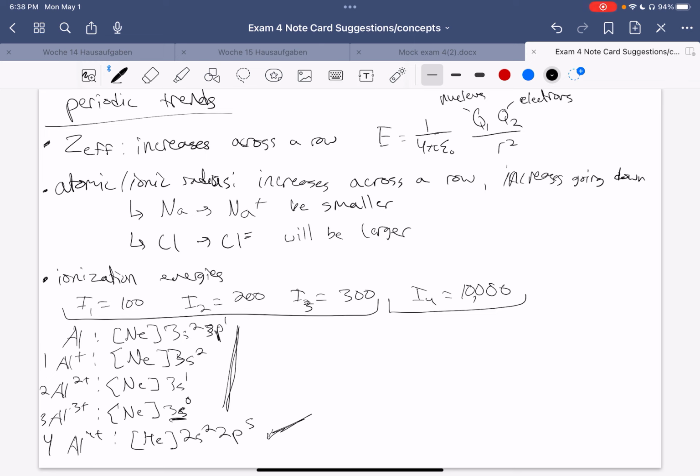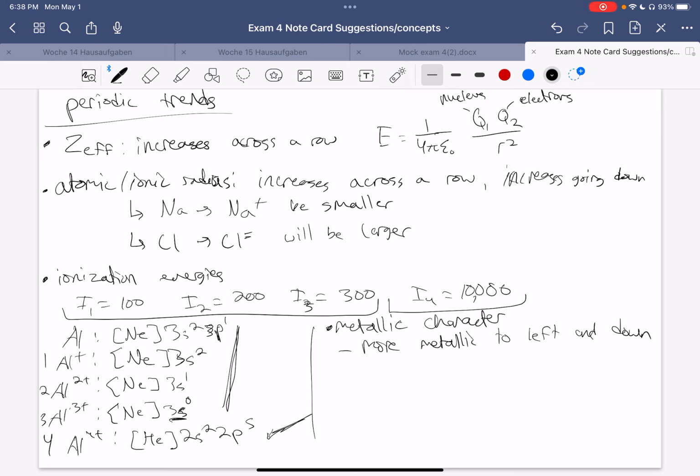Okay, another one is metallic character. The trend is really just more metallic to the left and down on the periodic table. And you can physically see this on the periodic table.